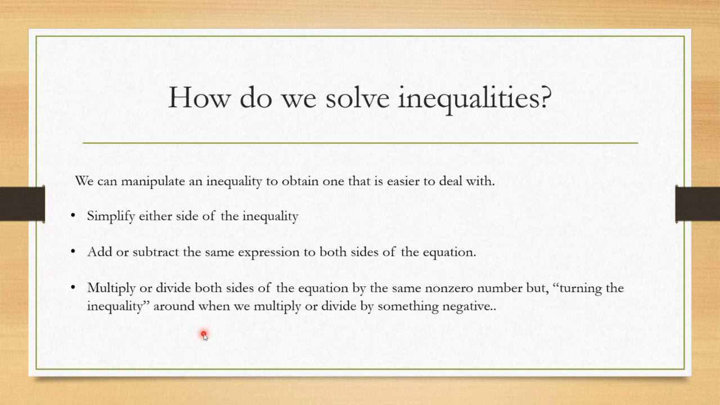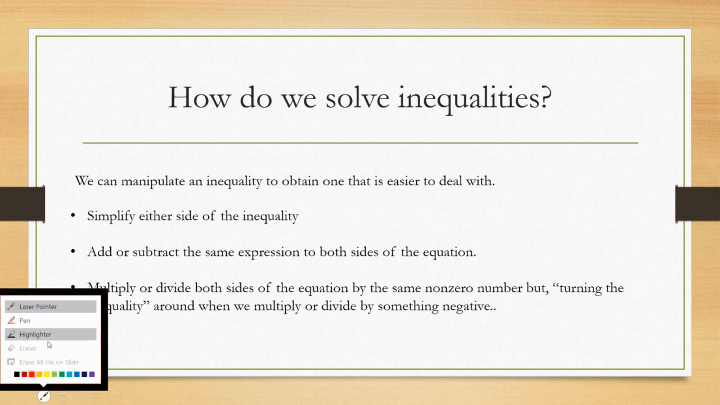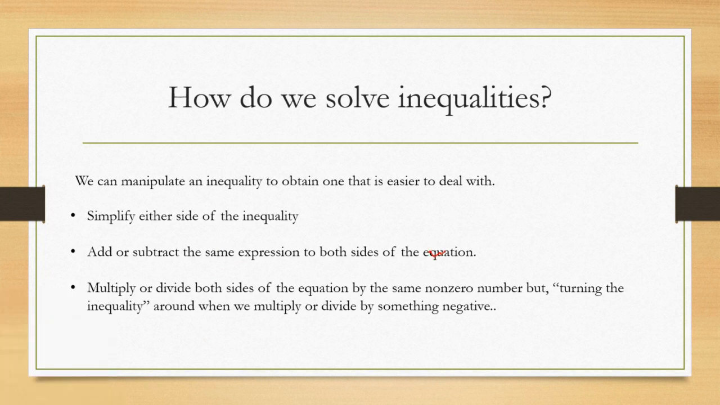For instance, you can simplify either side of the inequality, meaning the left, the right, or both sides. You can add or subtract the same thing to both sides. I know in the book, I think they go into that domain stuff, but that's really not going to be an issue in this class. You can also multiply or divide both sides of the inequality, not equation. I don't know why I didn't take that out, but take it out now.